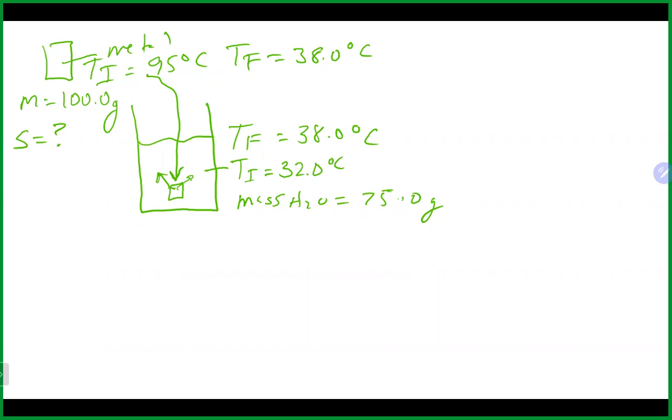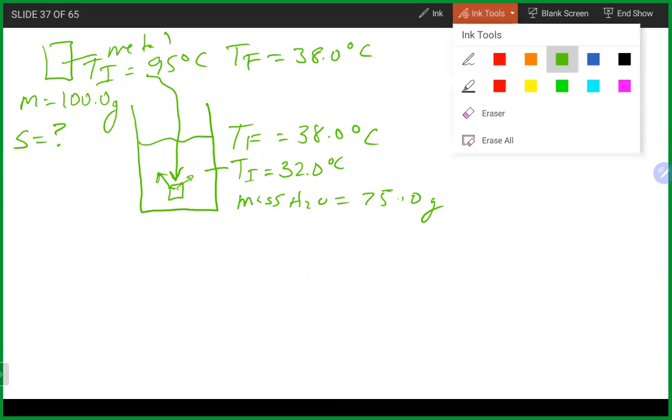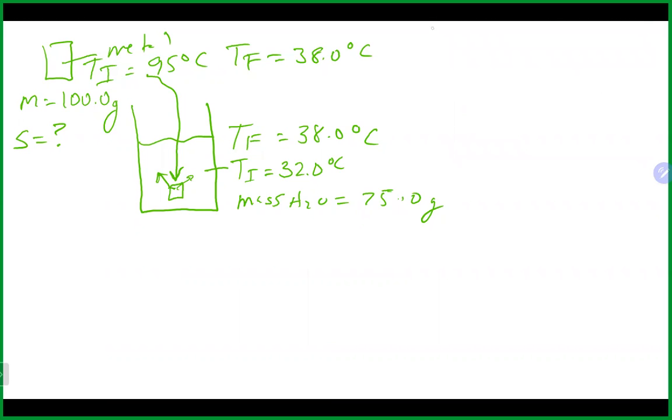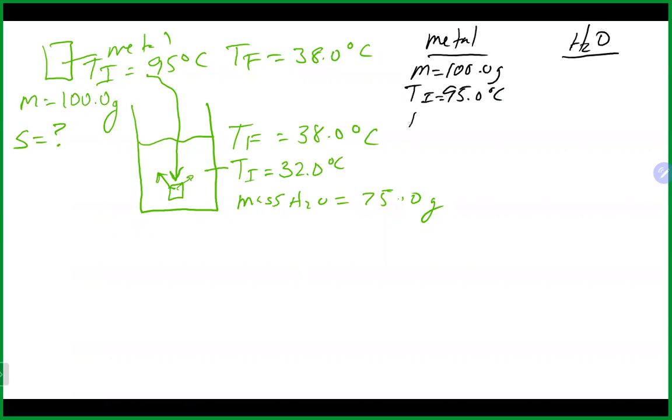So when we do this, there's really two pieces of information here. There is the metal and basically the water. If we look at the metal, we know the mass of the metal in my made up example here is 100 grams. We know that the initial temperature is 95 degrees Celsius. We know the final temperature will equal that of the water we threw it in. And we're looking for the specific heat capacity. We also don't know Q at this point for the metal.